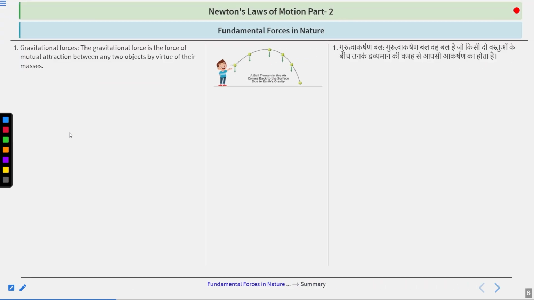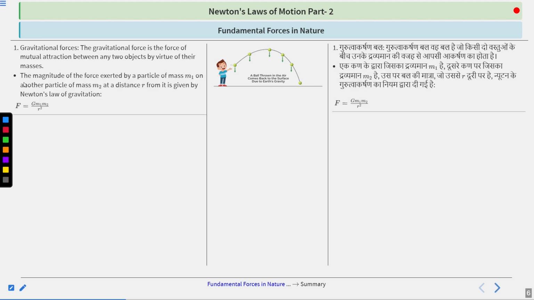If we talk about the first force, this is the gravitational force. The gravitational force is the force of mutual attraction between any two bodies by virtue of their masses. If there are two bodies, then these bodies will have an attraction on each other. That is what we call mutual attraction, and this attraction happens by virtue of their masses. Whenever the mass of a body exerts a force of attraction on another body, it is known as the gravitational force.